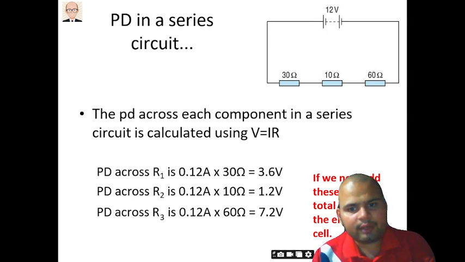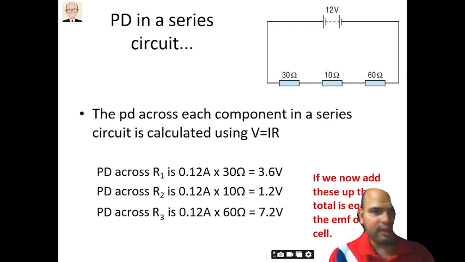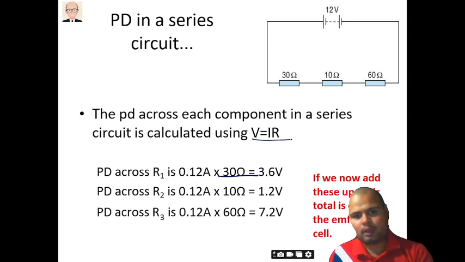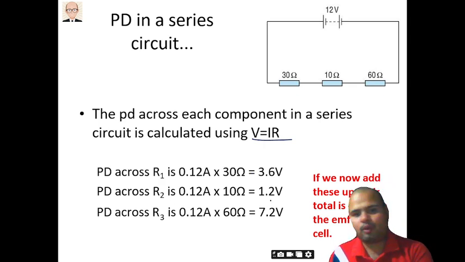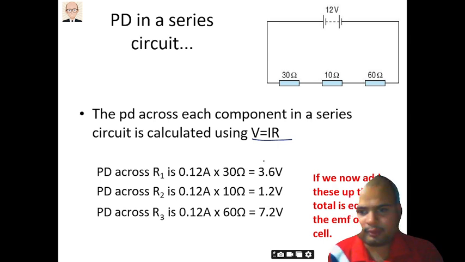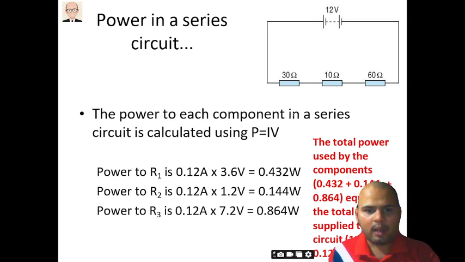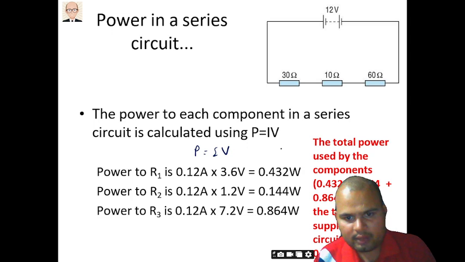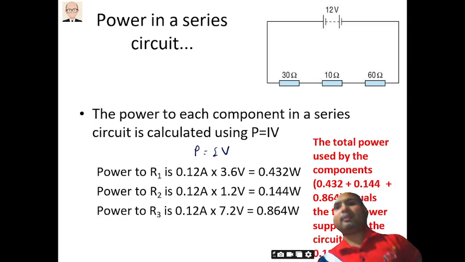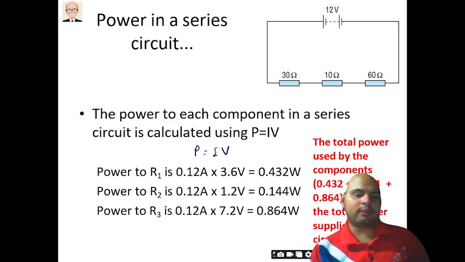Wait a second, an airplane is flying. Now, the potential difference in a series circuit. We know V is equal to IR. When we put the PD across R1, we get I into 30, which is 3.6 volts, for R2 we get 1.2 volts, and for R3 we get 7.2 volts. Now we want to find out power, and power is equal to I into V. We are just multiplying the current by the respective voltage of each resistance.